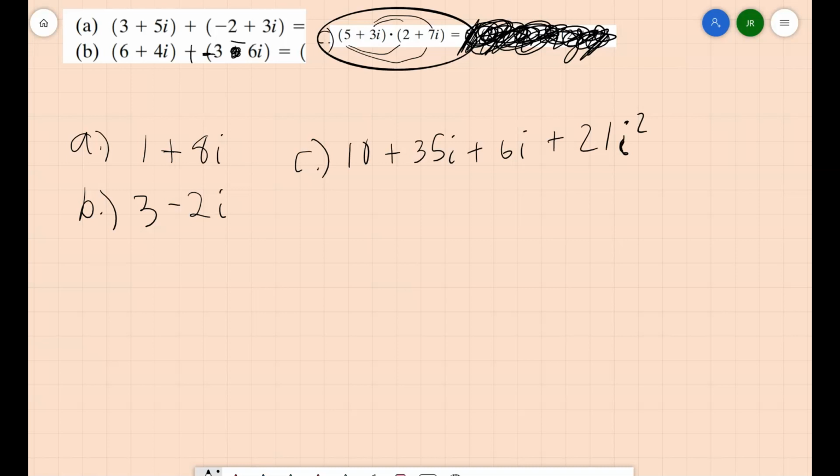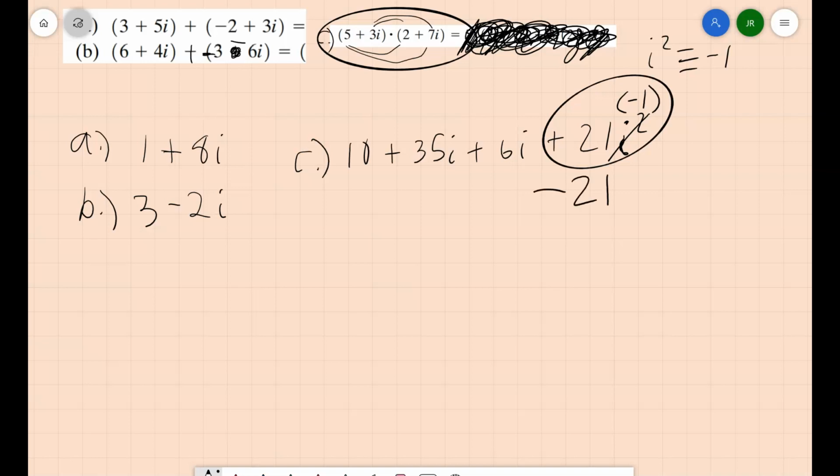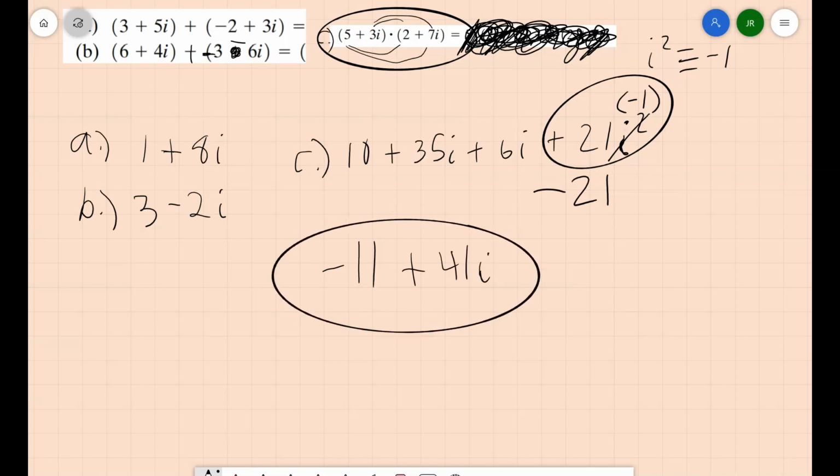Now we've got to talk about i squared. What is i squared? We've already defined i squared. i squared is defined as -1. Okay? So anytime I get an i squared, I need to remember that is actually -1. That's going to multiply with that 21 or whatever number's beside it, and it's going to change that positive 21 in this case to a -21. So that whole term right there, I'm just going to rewrite as -21. So it becomes a real number, because i squared is just -1. So now we've got 10 minus 21, that gives me -11. And 35i plus 6i gives me plus, what is that, 41i. So that is the answer to part C.